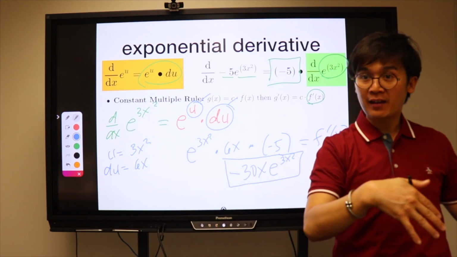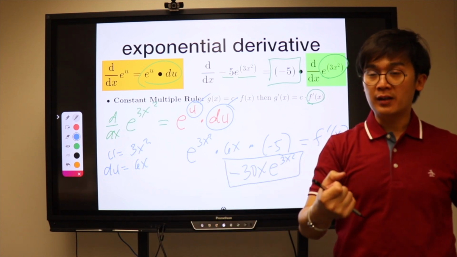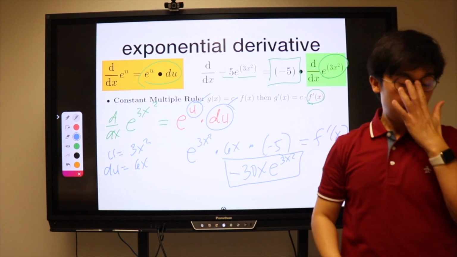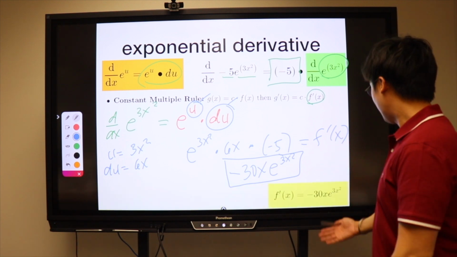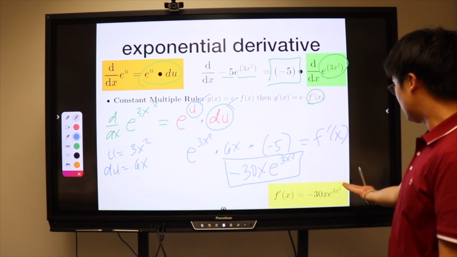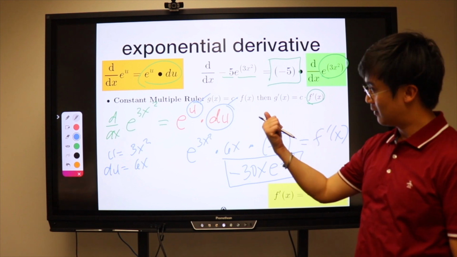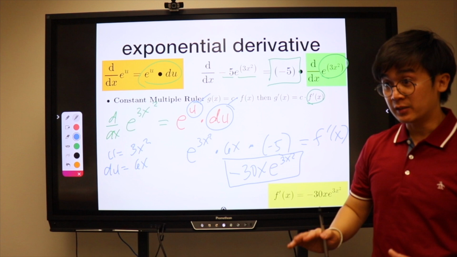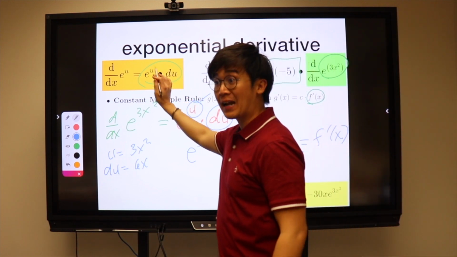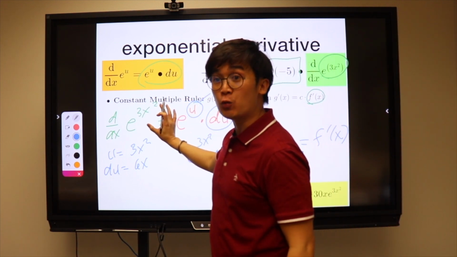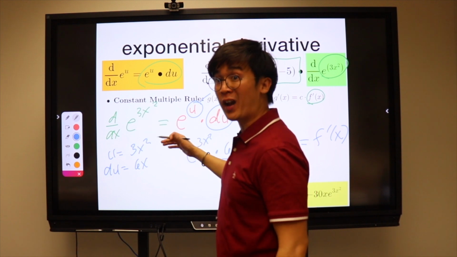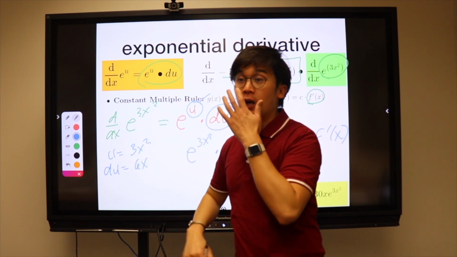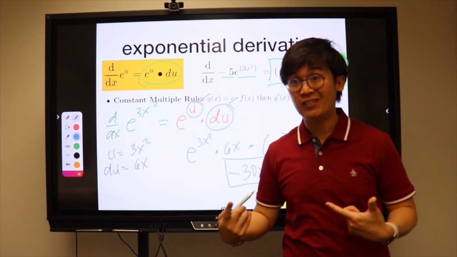Polynomial and then the natural logarithm or natural number. Okay? So that is your derivative. Negative 30x e to the 3x squared. Oh, so good. So trust the process. And again, the process is to always write the formula so that you will have a goal. When you know where you're going, it's a lot easier to master the derivative rules.